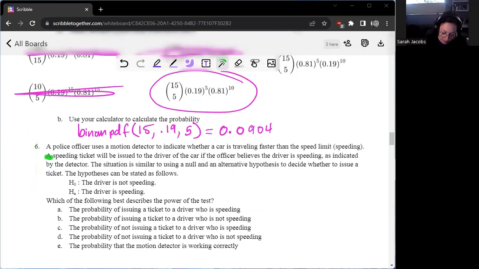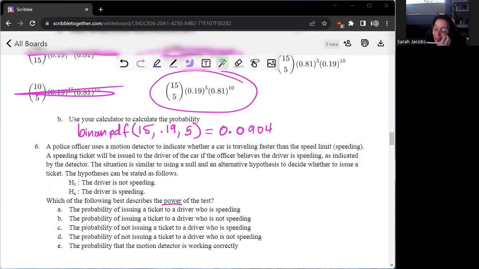So this question, a police officer uses a motion detector to indicate whether a car is traveling faster than the speed limit, aka speeding. Don't speed, it's really not safe. A speeding ticket will be issued to the driver of the car if the officer believes the driver is speeding as indicated by the detector. This situation is similar to using a null and an alternative hypothesis to decide whether to issue a ticket. The hypotheses can be stated as follows. So the null is that the driver is not speeding, and the alternative hypothesis is the driver is speeding. Which of the following best describes the power of the test?